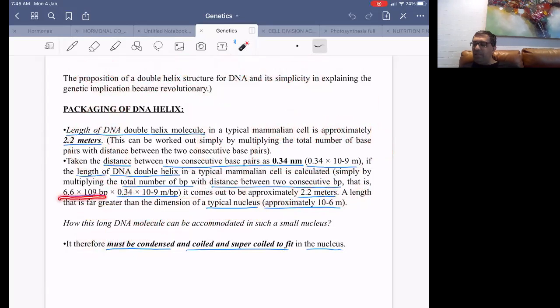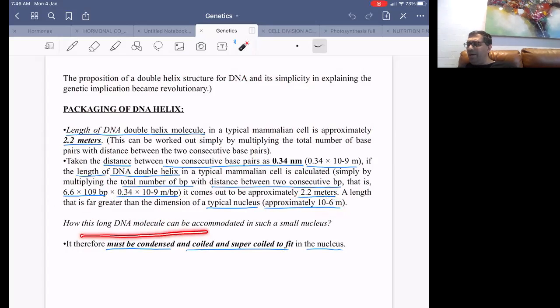So we have 6.6 into 10 raised to 9 base pairs, and the distance of one base pair is 0.34 nanometers, which is 0.34 into 10 raised to minus 9. 10 raised to minus 9 and 10 raised to 9 get cancelled. 6.6 into 0.34 turns out to be 2.2 meters, and this 2.2 meters of DNA is found in the nucleus, which is 1 micron, 10 raised to minus 6 meters. In a nucleus of one micron, we accommodate 2.2 meters of DNA.